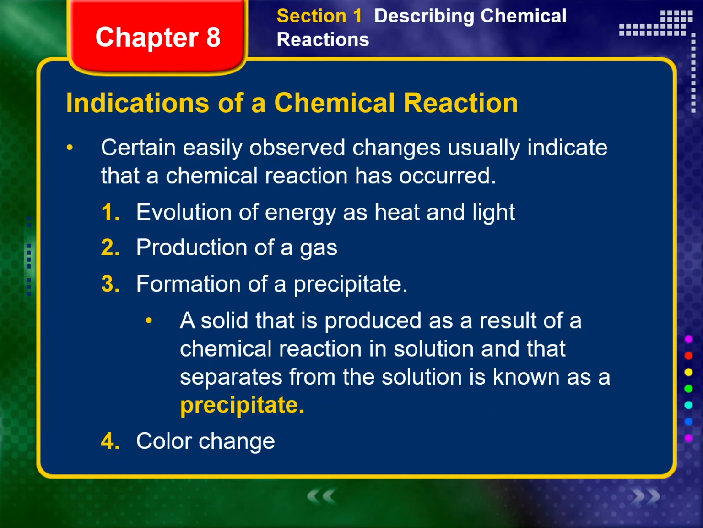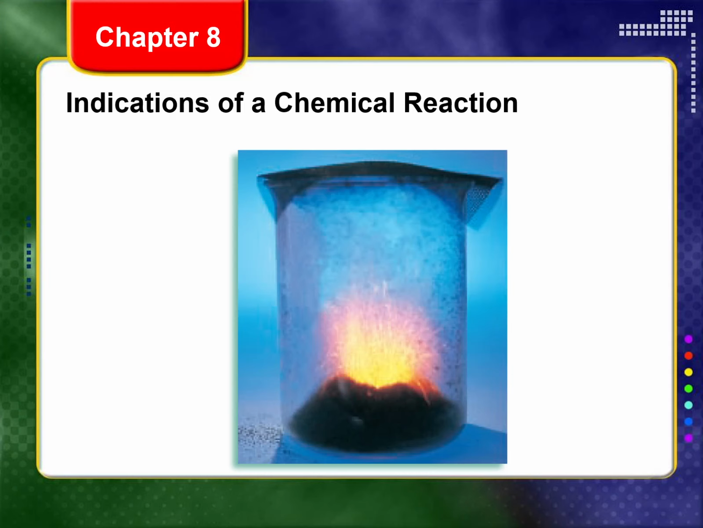First indicator of a chemical reaction: evolution of heat and light. A change in matter that releases energy as both heat and light is strong evidence that a chemical reaction has taken place. For example, you can see in the figure on the screen here that the decomposition of ammonium dichromate is accompanied by the evolution of much heat and light.